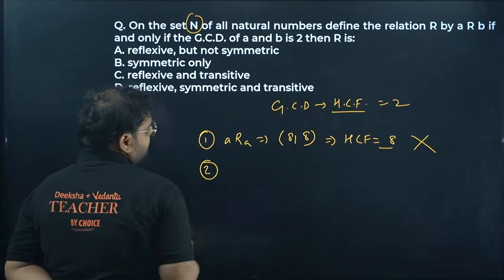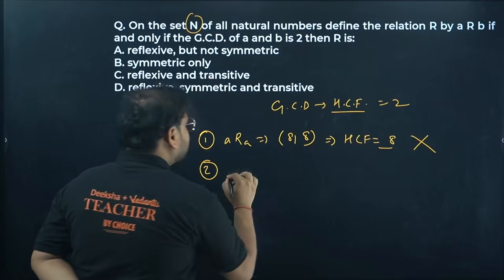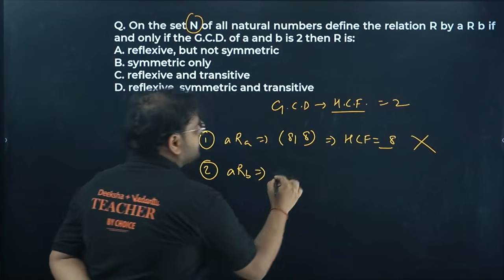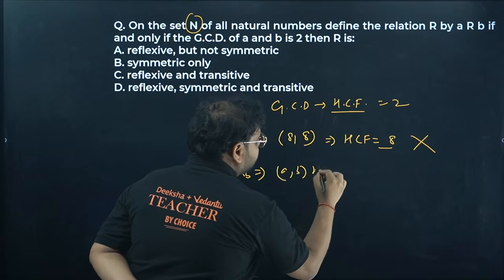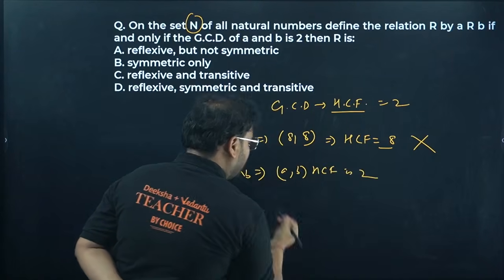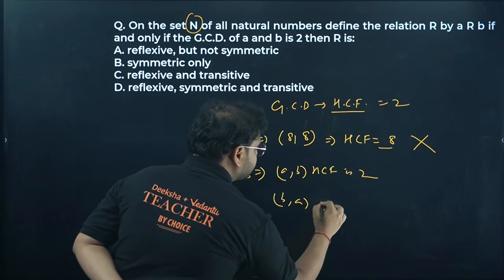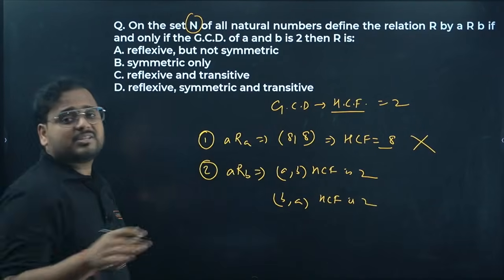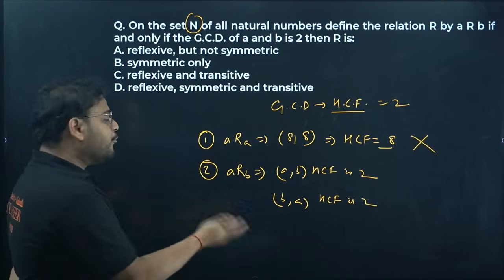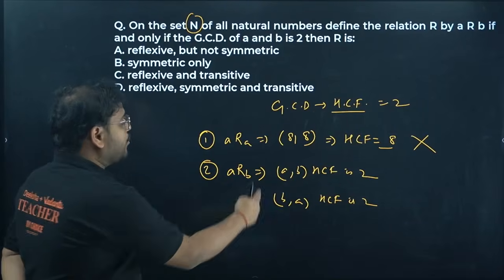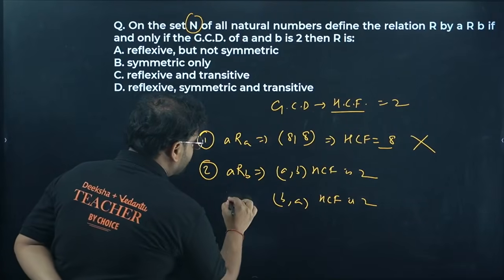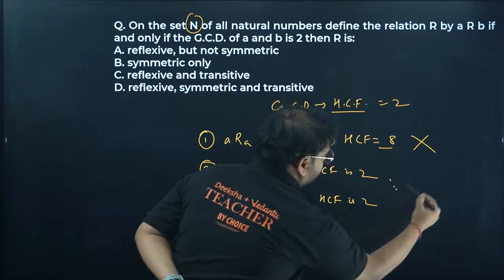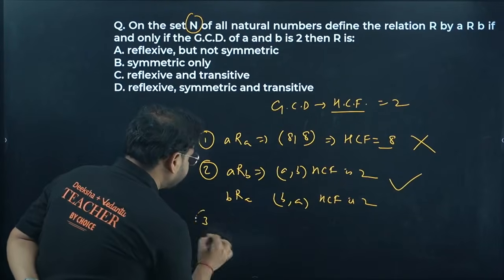Look for symmetric. Symmetric is an if-then condition. It means if ARB has HCF 2, then of course BRA has HCF has to be 2, right? If A and B are, let's say, 2 and 4, HCF is 2, then 4 and 2 HCF is what? 2 only, right? So ARB HCF is 2 means BRA HCF is 2, so BRA is also going to be present in the relation. So this is true. Let's look for the last one.